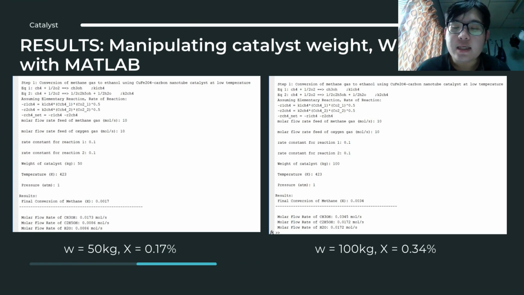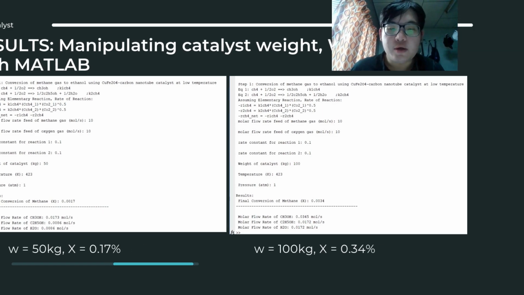So from the result of the simulator, in this case, we are manipulating catalyst weight W by using MATLAB. When the weight is equal to 50 kilogram, the conversion X will be 0.17%. And when the weight of catalyst is 100 kilogram, the X will be increased to 0.34%.